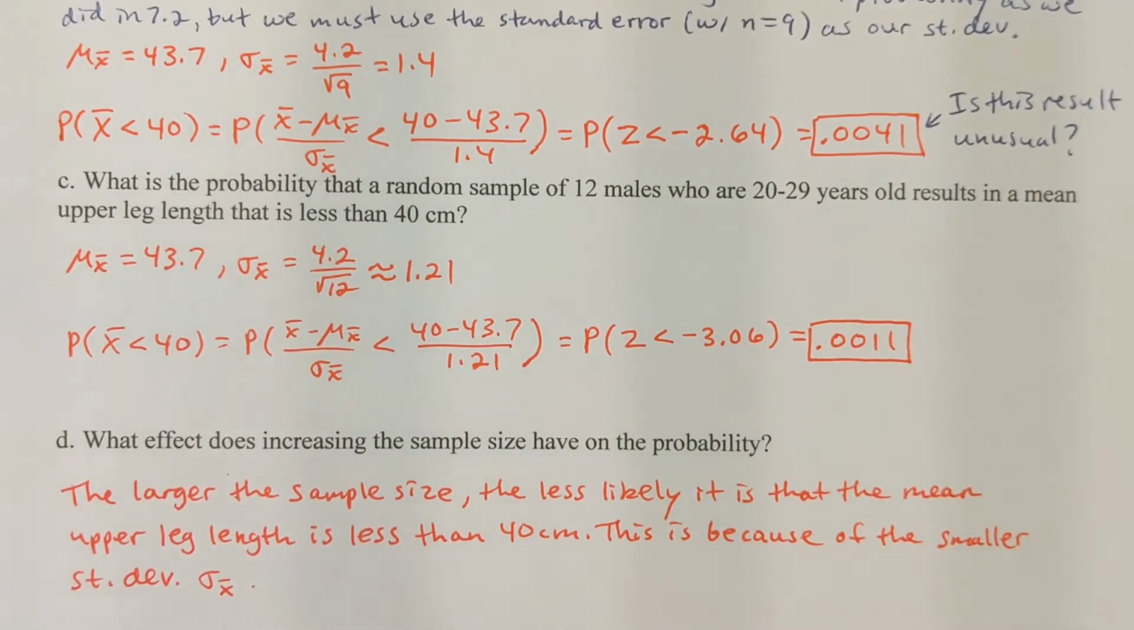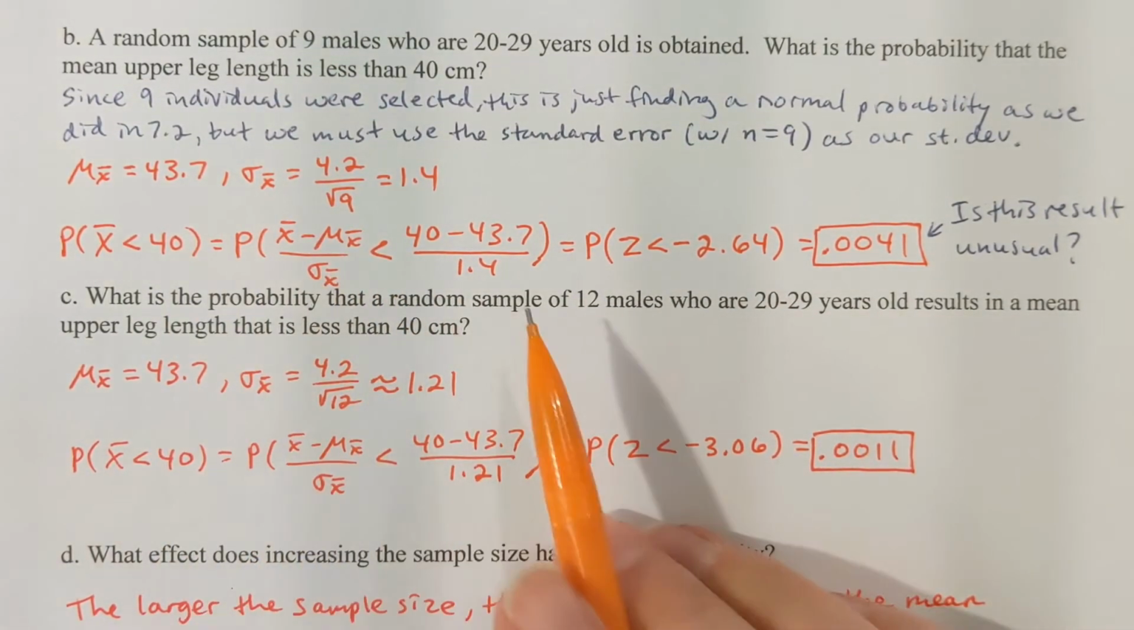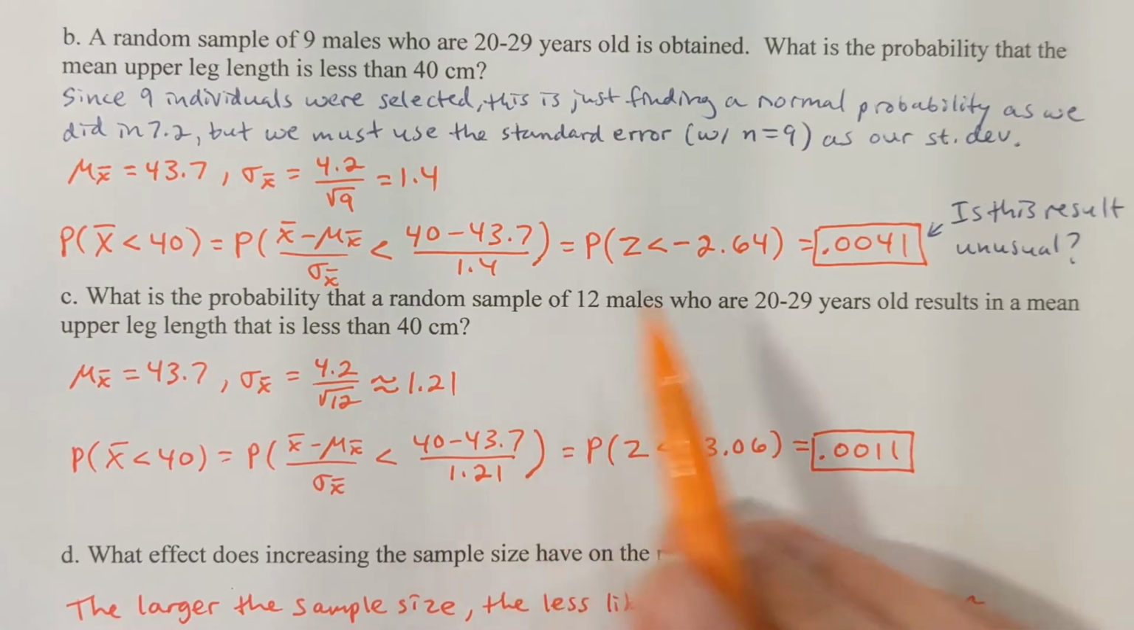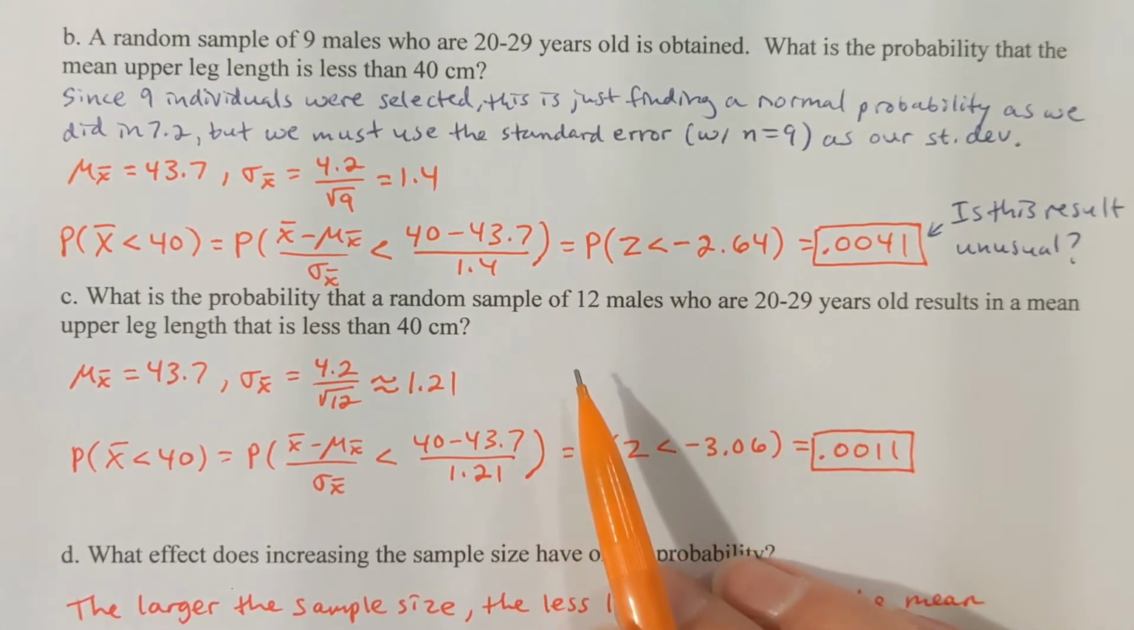Part C, what is the probability that a random sample of 12 males who are 20 to 29 years old results in a mean upper leg length that is less than 40 centimeters? Okay, so this is going to be similar to what we did in Part B. Since there are 12 individuals that are selected, we're going to be finding a normal probability like we did in Chapter 7, but we got to first compute the standard error.